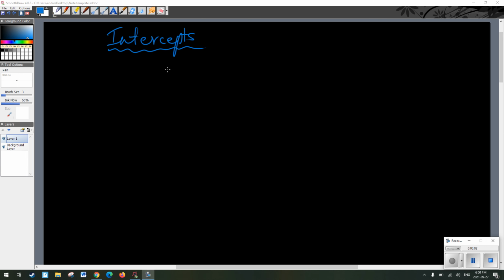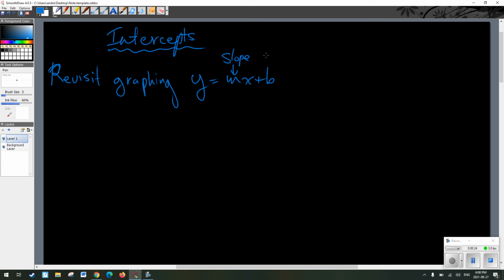Okay, so yesterday we talked about how to graph equations of lines, and I'm just going to revisit that. So let's revisit from yesterday. Revisit graphing y equals mx plus b. Recall that m was the slope or steepness, and that b was our y-intercept.